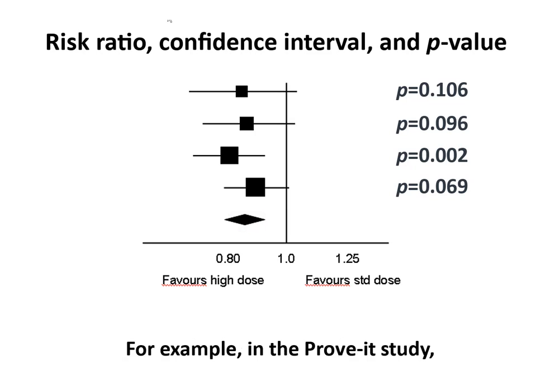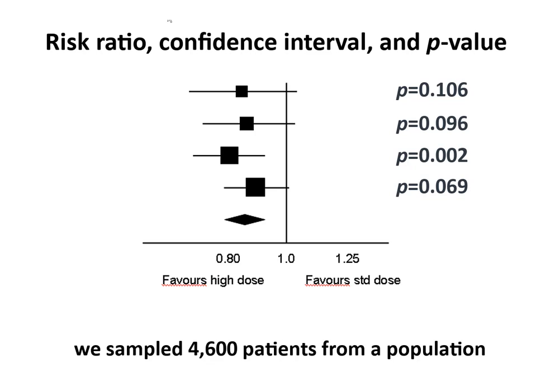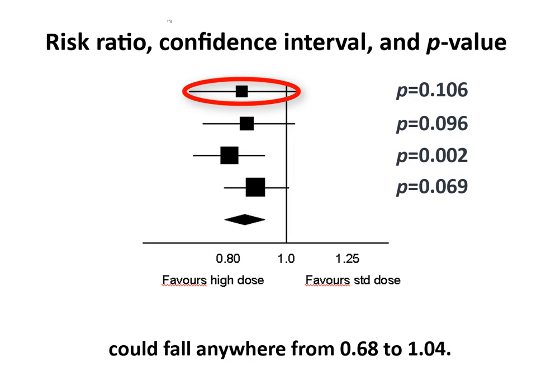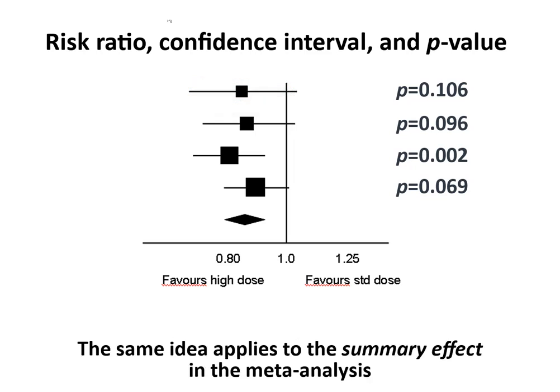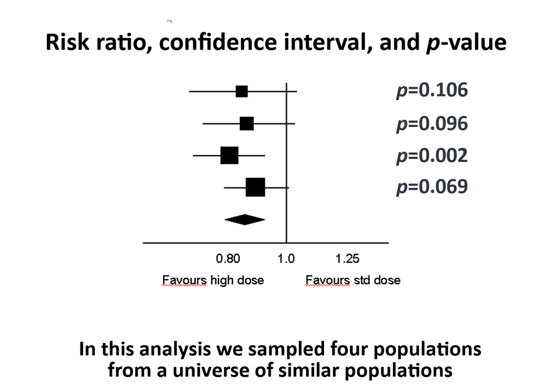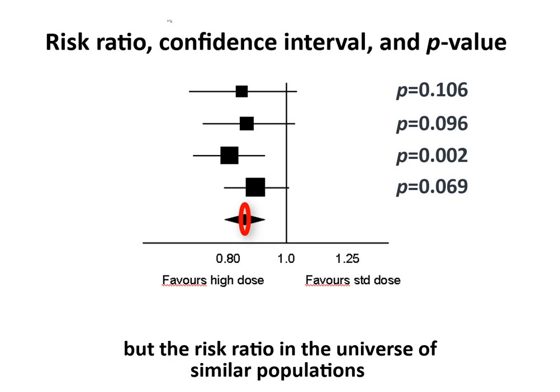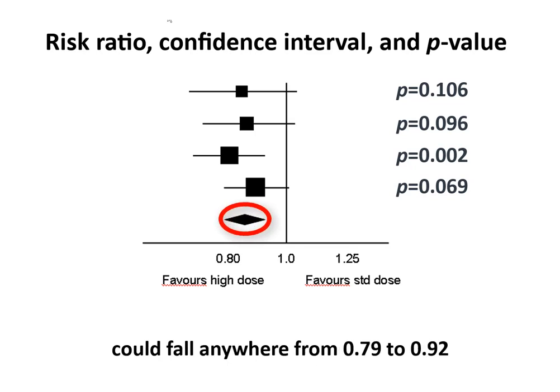For example, in the Prove It study, we sampled 4,600 patients from a population. The risk ratio in that sample is 0.84, but the risk ratio in that population could fall anywhere from 0.68 to 1.04. The same idea applies to the summary effect in the meta-analysis. In this analysis, we sampled 4 populations from a universe of similar populations. The mean risk ratio in this sample of 4 populations is 0.85, but the risk ratio in the universe of similar populations could fall anywhere from 0.79 to 0.92.